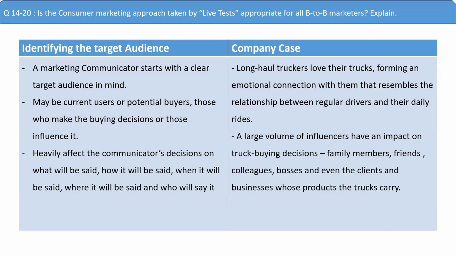So the first step of effective marketing communication is to identify the target audience. A marketing communicator starts with a clear target audience in mind, maybe current users or potential buyers, those who make the buying decision or those who influence it. This heavily affects the communicator's decisions on what will be said, how it will be said, when it will be said, where it will be said, and who will see it. So this is identifying the target audience.